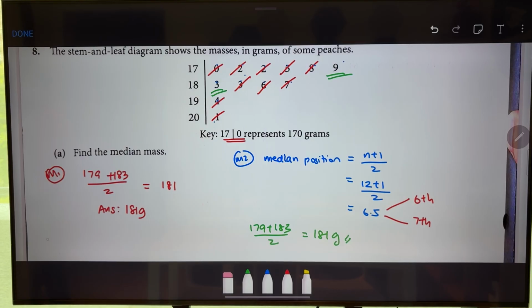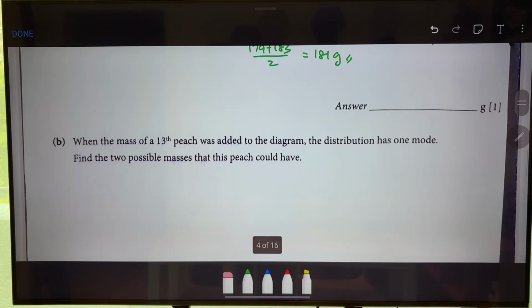Next question. Now we have the mass of a 13th peach added to the diagram. So the distribution has one mode after it's done. Find the two possible masses that the peach could have. So now they introduce another word, mode. What's mode? Mode is the one with the greatest what?